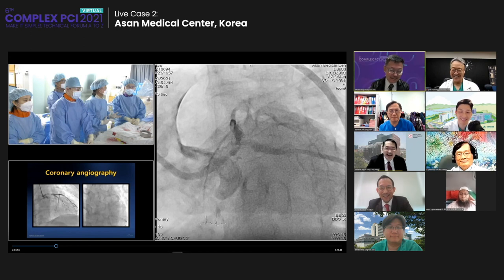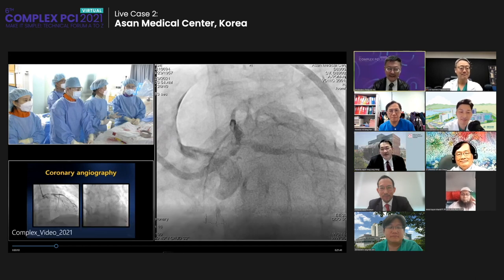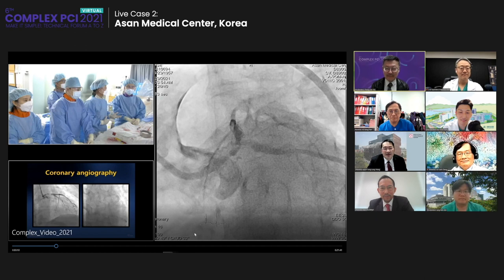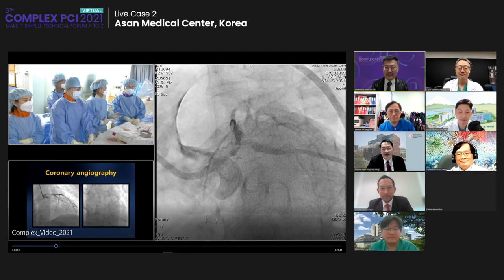What about the hybrid approach? Singapore, you would consider maybe treating the left main, second phase, easier, putting a LIMA to the LAD. That would be somewhat easy and happy for the surgeon and the PCI intervention. Yeah.